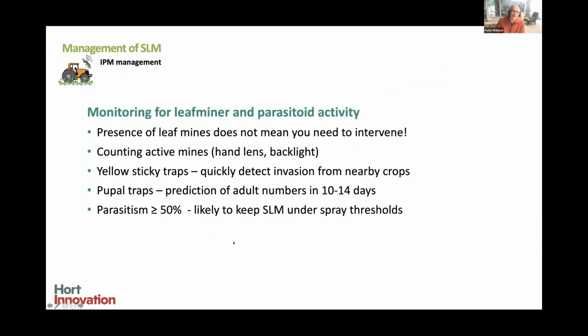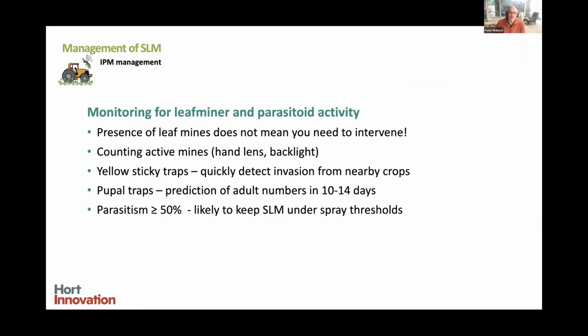So just recapping, the presence of leaf mines does not mean you need to intervene immediately. Counting active mines with a hand lens is important. You can use the torch from your mobile phone to give a backlight, and that can help to see these actively feeding larvae that we saw on a video before.